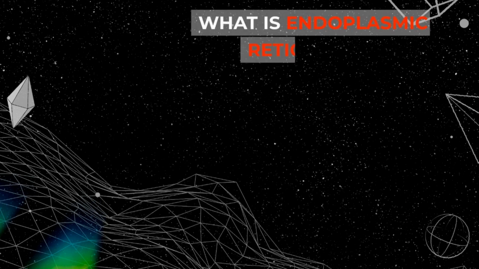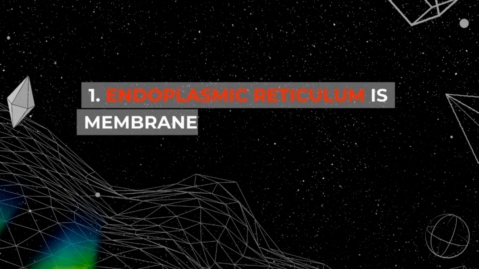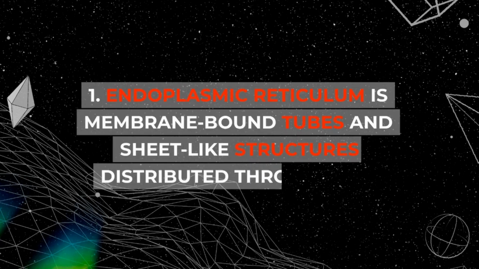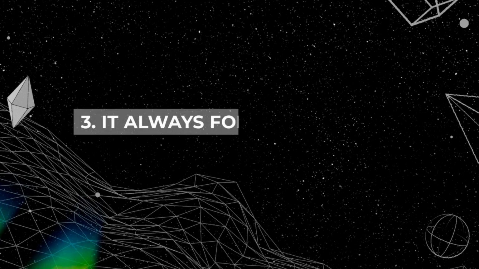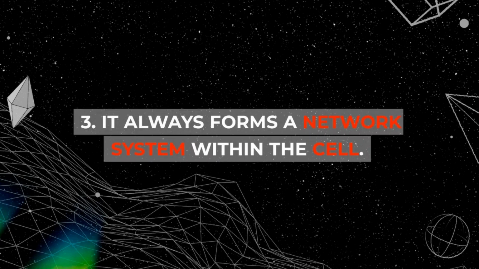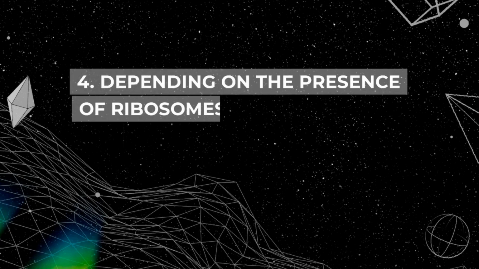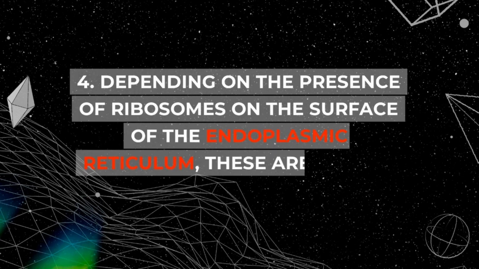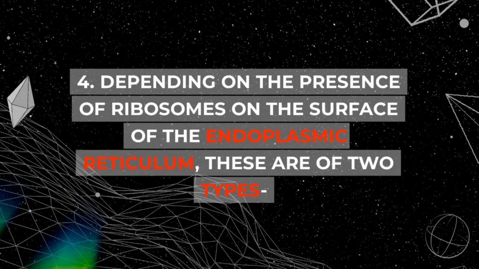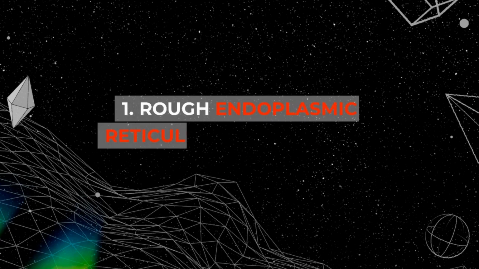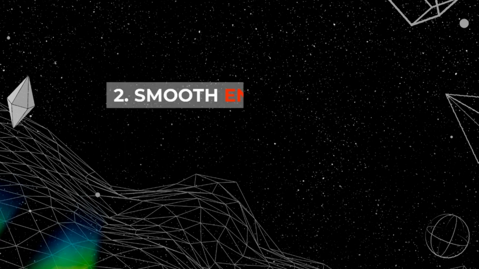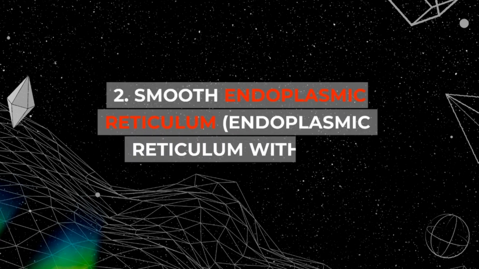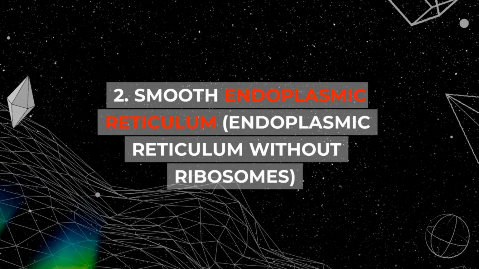What is endoplasmic reticulum? 1. Endoplasmic reticulum is membrane-bound tubes and sheet-like structures distributed throughout. 2. It is similar in structure to the plasma membrane. 3. It always forms a network system within the cell. 4. Depending on the presence of ribosomes on the surface of the endoplasmic reticulum, these are of two types. 1. Rough endoplasmic reticulum, with ribosomes. 2. Smooth endoplasmic reticulum, without ribosomes.